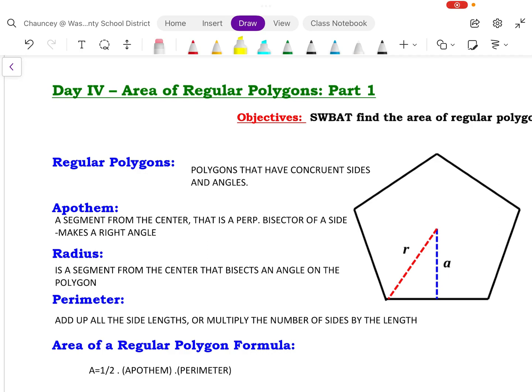What is a regular polygon? Well, it's a polygon that has congruent sides and angles. So all these angles and all these sides are congruent to each other.